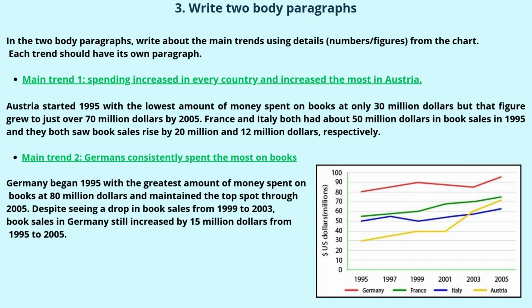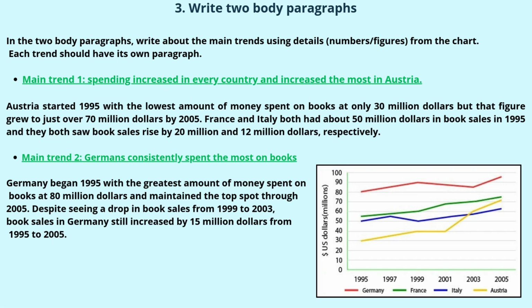The next step is to write the 2 body paragraphs. This task involves summarizing the main trends from a chart in 2 body paragraphs. Each paragraph should focus on one key trend, providing details like numbers or figures from the chart. In the first paragraph, highlight the most noticeable trend with supporting data. The second paragraph should focus on another trend, such as a steady rise or a fluctuation, and include specific data points that show how the trend developed over time. Keep the information clear, concise, and easy to understand, using numbers or figures to back up your observations.